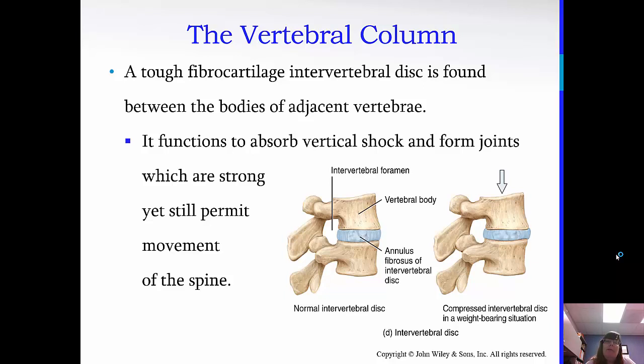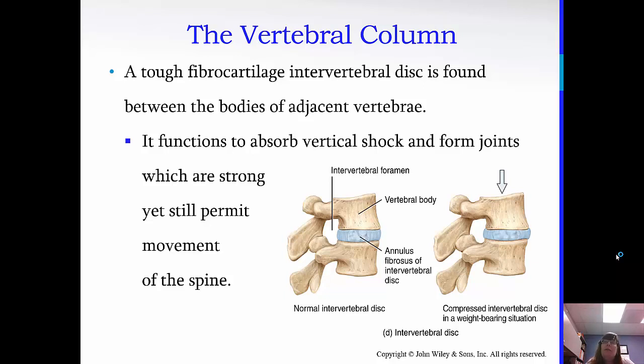And over the daily period of events, it actually becomes compressed a little bit. And then as you sleep and take the load off, it regains its thickness and hydration and moisture, and everything goes back to normal. So if you measure yourself in the morning and then measure yourself right before you go to bed, you'll actually be a little bit shorter. Over time, we're going to talk about these discs. They have a tendency to lose their hydration and thin out. So elderly individuals actually are shorter than they were as an adult.